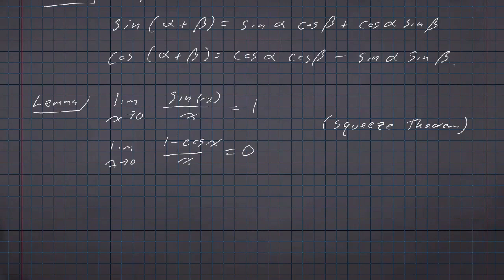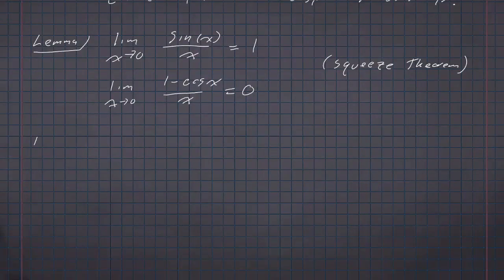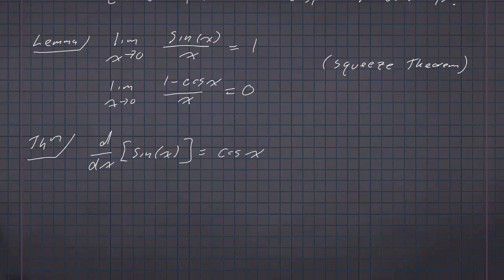We introduced the squeeze theorem when we were talking about limits very specifically to prove these two statements, or to prove the first one. And then from there, the second one is actually some simple algebraic manipulations away. But with those two ideas in mind, we can prove that the derivative of sine x is cosine x.